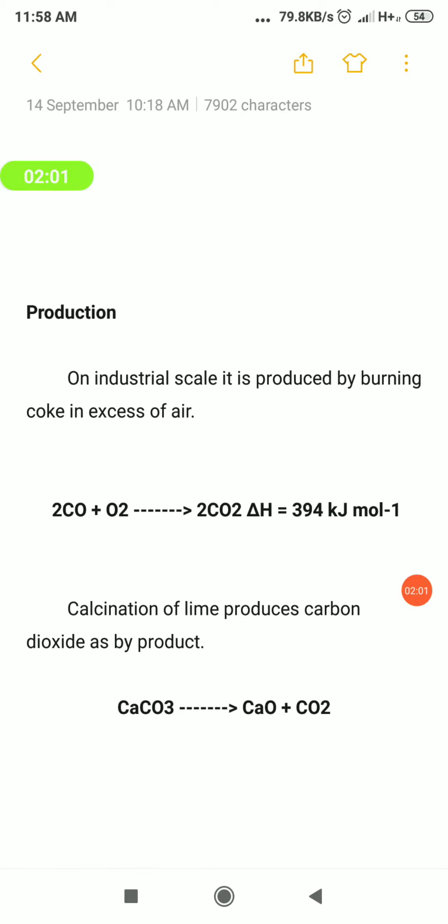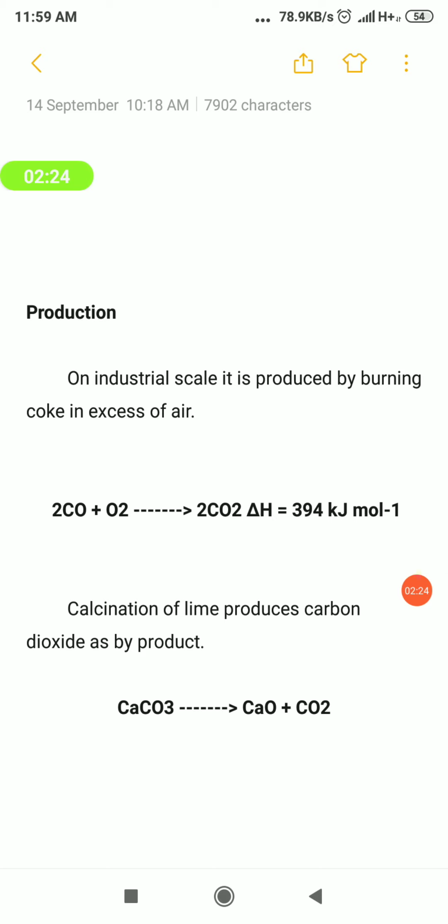Now preparation. There are a number of methods to prepare carbon dioxide. First one is the industrial scale. This preparation we have already seen, that is the action of air with carbon monoxide. When carbon monoxide is burned with excess amount of air, the product will be carbon dioxide. So CO plus O2 gives CO2.